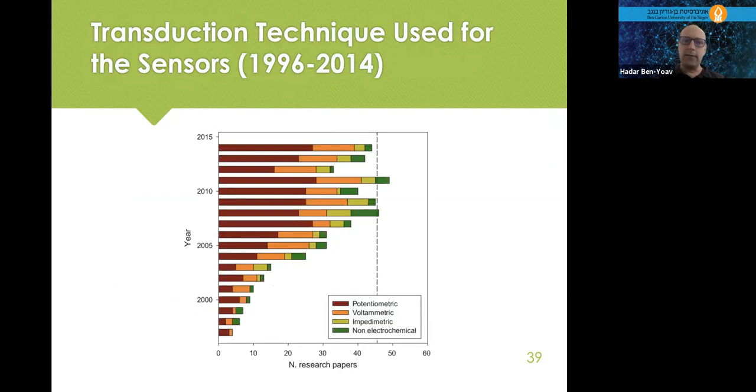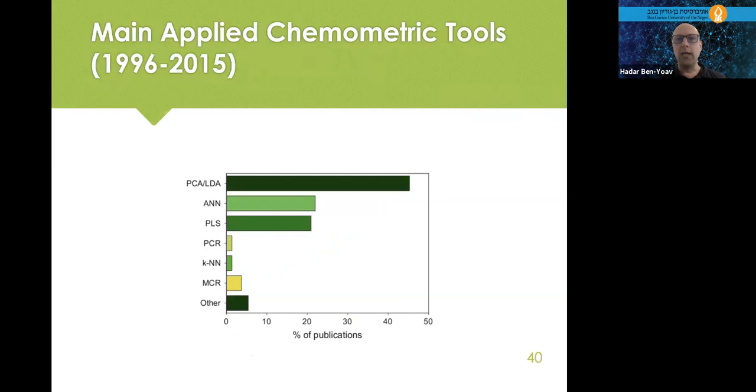Usually, the detection technique that we mostly use in electrochemistry is potentiometric. If you remember, there are three different detection methods: potentiometric, voltammetric, and impedometric, which we learned last week. Most of them are potentiometric. There are some voltammetric, measuring the current, or impedometric, measuring the conductance. And these are the non-electrochemical ones, such as colorimetric or mechanical and so forth.